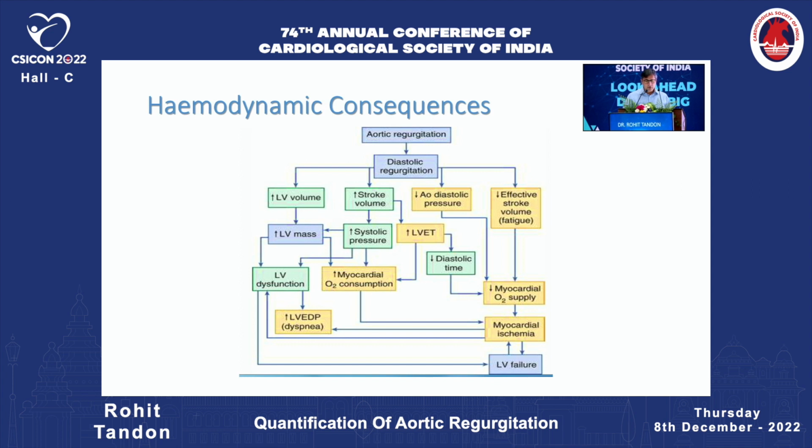So diastolic regurgitation results in an increase in LV volume, an increase in stroke volume, a decrease in aortic diastolic pressure, and a decrease in effective stroke volume. This usually produces fatigue in the patient. Increased LV volume leads to an increase in LV mass, which is mostly eccentric left ventricular hypertrophy, leading to LV dysfunction, and an increase in LVEDP producing dyspnea.